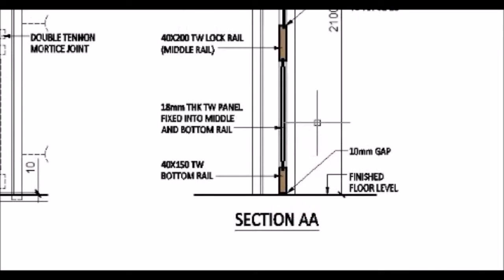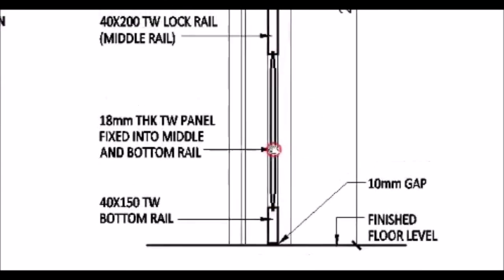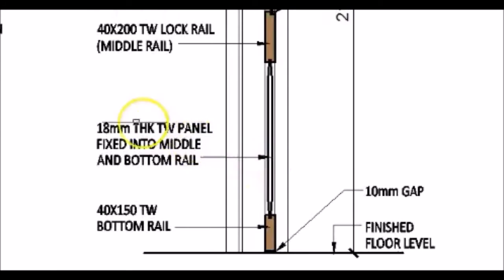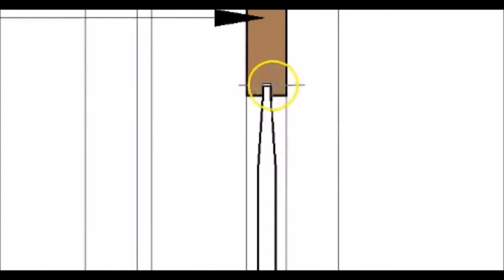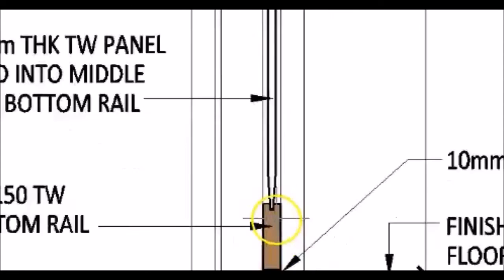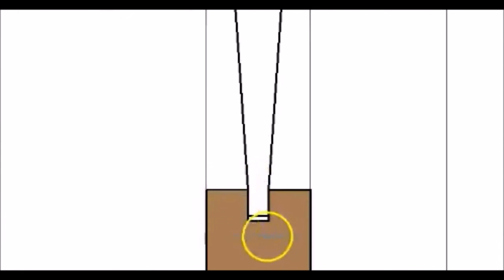Now, as we earlier mentioned, this door shutter consists of a partially glazed and partially panel door. So you will see that below the middle rail there is a teak wood panel. This teak wood panel consists of a wooden plank which is 18 mm thick, and this plank is now fixed into the middle rail like this and into the bottom rail like this.